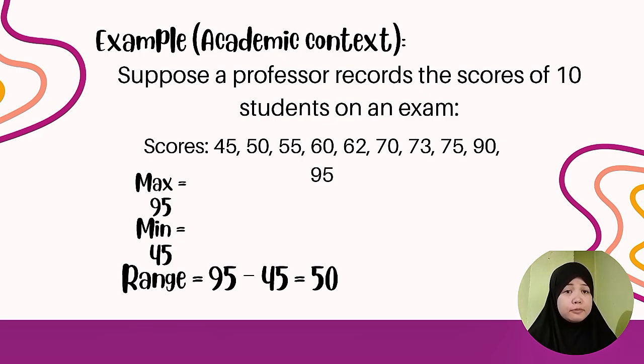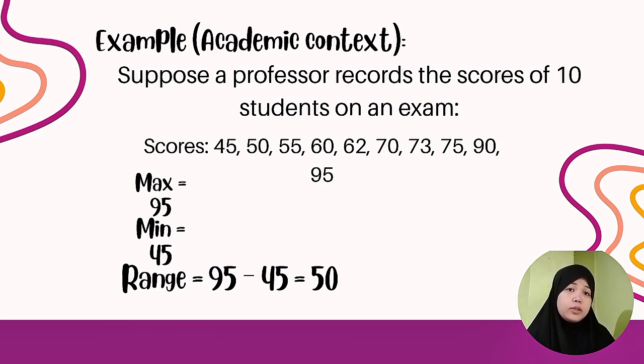So, good noon everyone, I'm going to discuss or explain furthermore about the range or how to get it. So, example number 1 is about academic context. Suppose a professor records the score of 10 students on an exam. The scores are 45, 50, 55, 60, 70, 73, 75, 90, and 95.